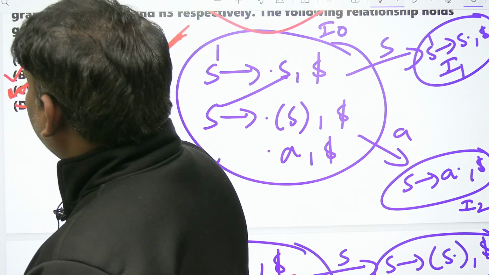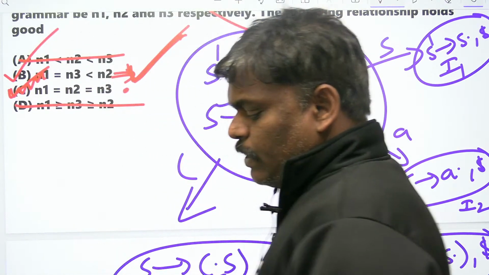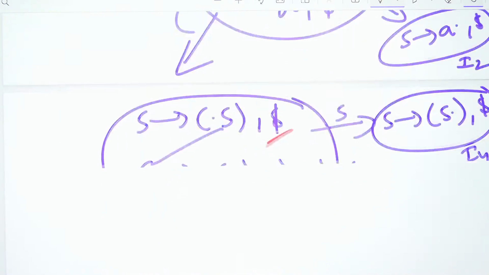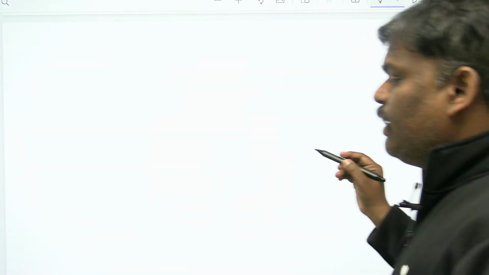For this one, B is the answer. Careful. B is the answer for this problem. It is a nice problem. So the expected areas, let me write once again. The expected areas I am writing.